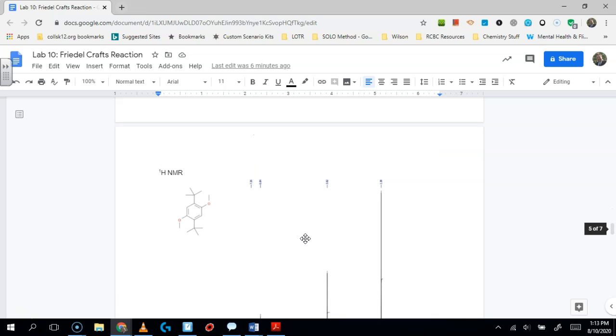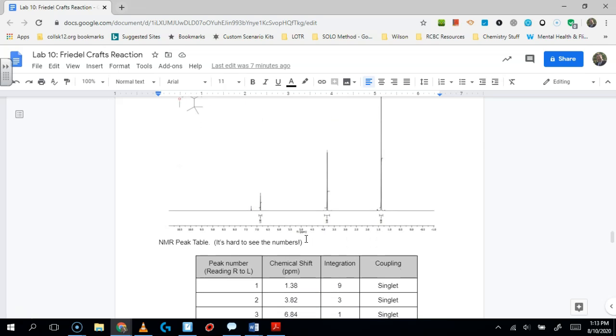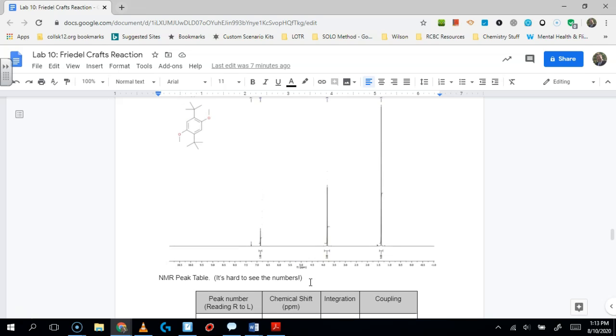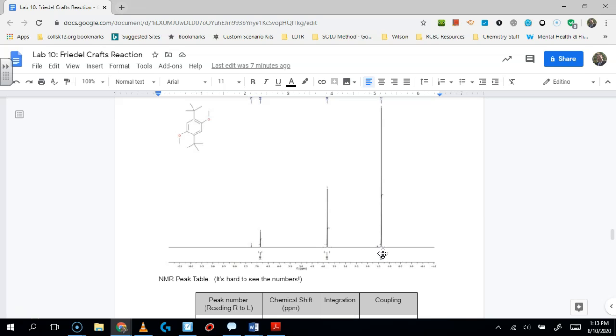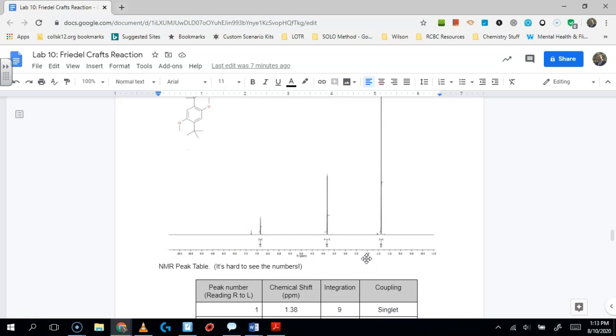And then the first proton NMR. This is proton NMR. This is great. I enjoy NMR a ton. Okay, so with proton NMR, you have chemical shifts and you have coupling constants. In this case, there's not really much coupling. Everything's a singlet. And you have integrations.